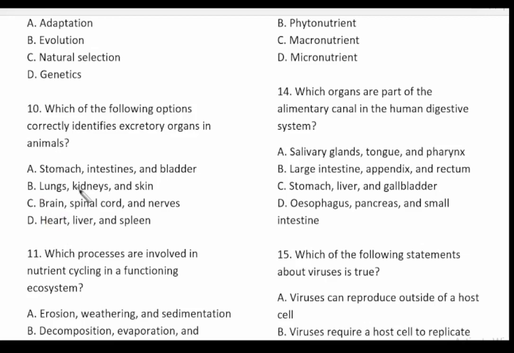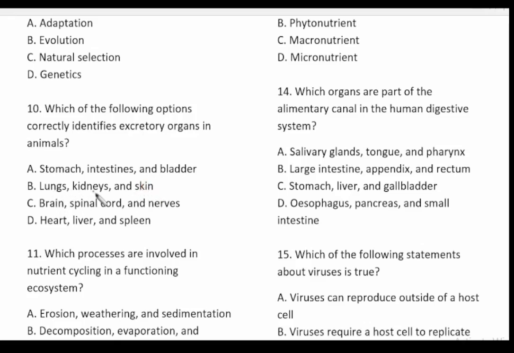So the set of organs here that make up the excretory organs are the lungs, the kidney, and the skin. The lungs help to eliminate gases like carbon dioxide in animals. The kidney helps to eliminate waste metabolites, urea, and the rest of those. And then the skin helps to eliminate water and salts that are not needed in the body.